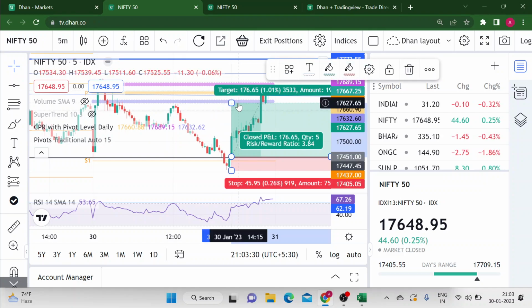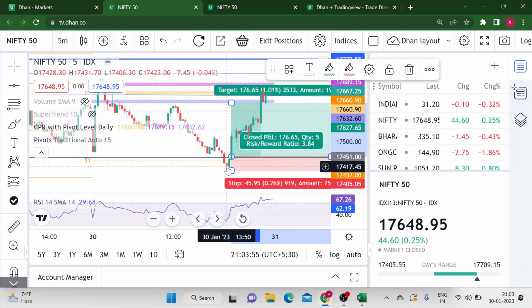Just understand, up to CPR you target, even you got more than that, but up to CPR you take, and you are getting 1 is to 3.84. So for giving a risk of 40.95, you are getting a reward of 176.65. This is what we want. So I will put it as the second trade.